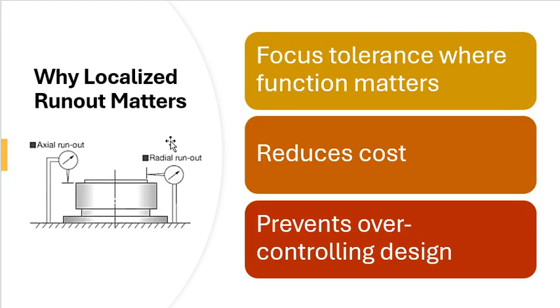Over-tolerancing increases the cost. Your engineers must think economically and only control what actually matters. American engineers are very smart, and we think about everything before developing an entire car or other machines. You have axial runout and radial runout like this: radial like this, and axial like that. So focus tolerance where function matters. Cost reduction is really important in any kind of manufacturing, and it prevents over-controlling the design.